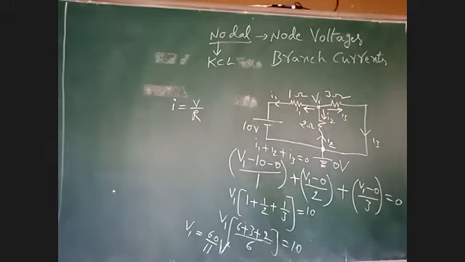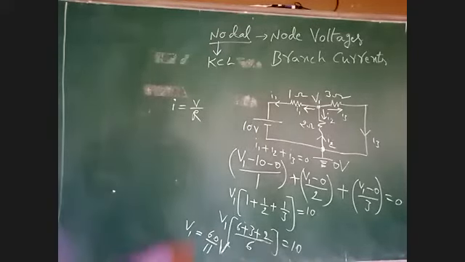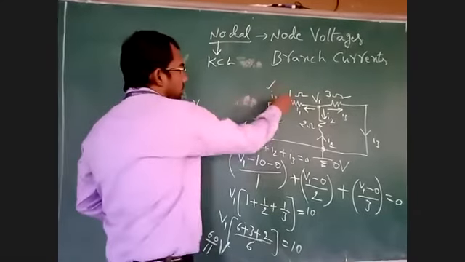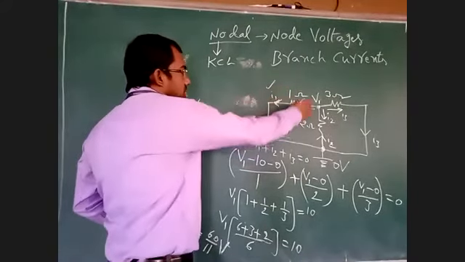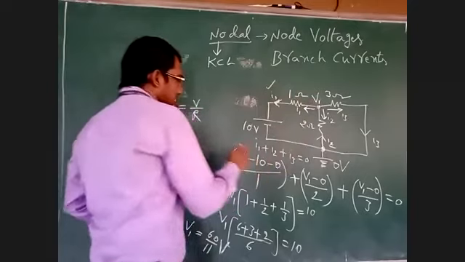Now we have to determine the actual currents I1, I2, I3, not the assumption currents. Our assumption is only for determining node voltage. That is completed now. Once we determine the node voltage, we will go for the actual currents. See I1, how they have given it in the problem. This is I1. They have given it like this.